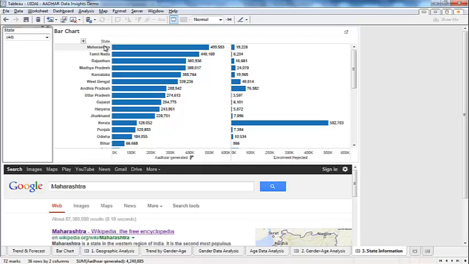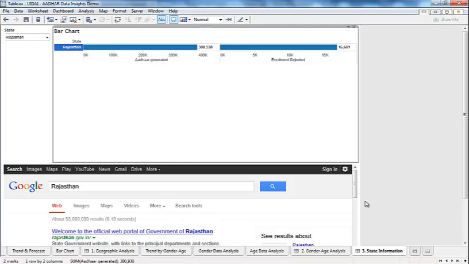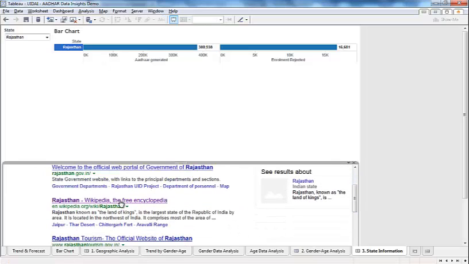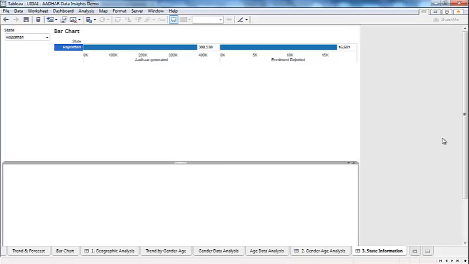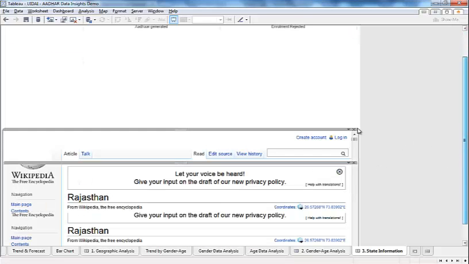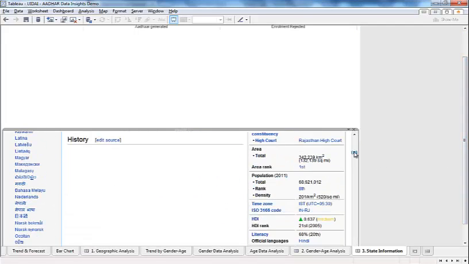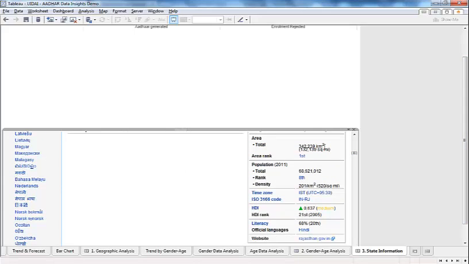But if we want to get the data, we can get it through an open source like Google. If you click on a particular state, it will bring up that web page below, and you can open the Wikipedia page for that. If you go down, you can see the area of the particular state and the population for that state. You can do a comparative analysis of the population of the state versus how many enrollments have happened. So this kind of analysis brings external data into the application.